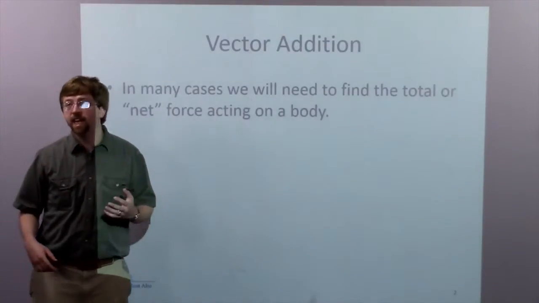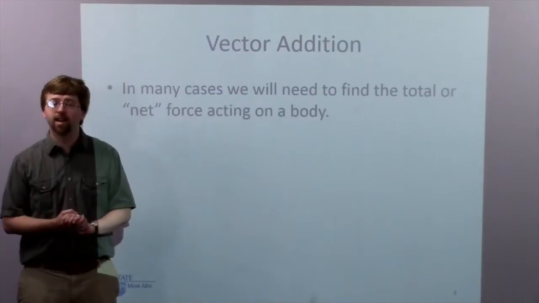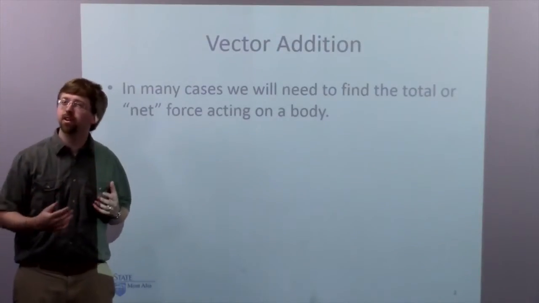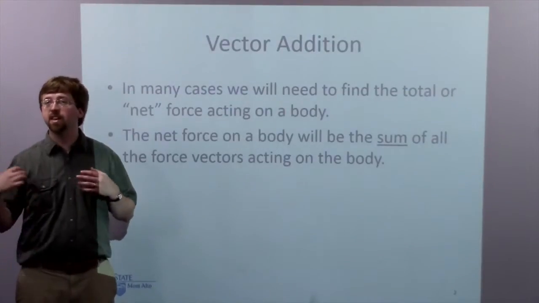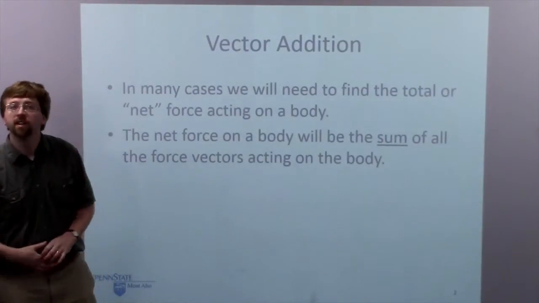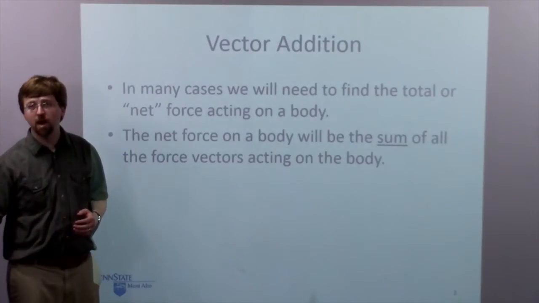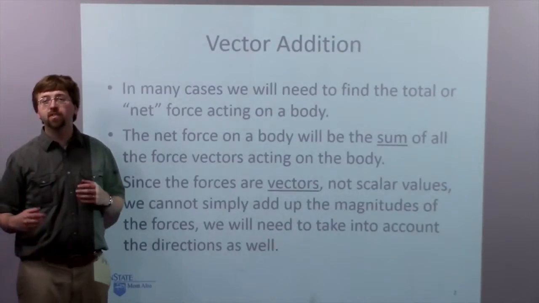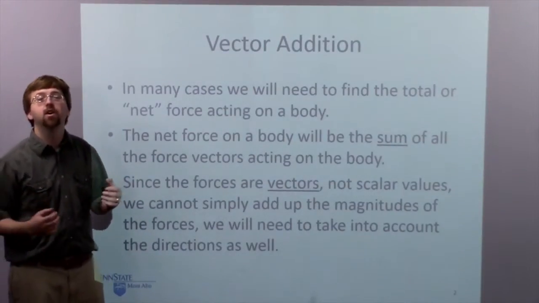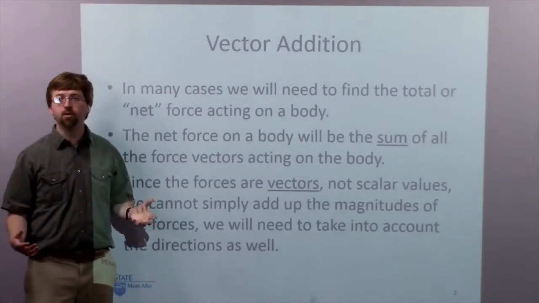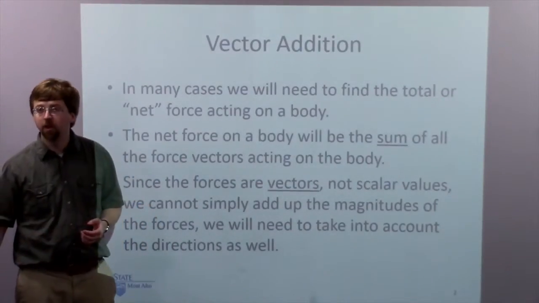So in many cases, we're going to need to find the total or the net force acting on a body. This also can go for things like velocity and acceleration. And when we're finding the net force on a body, that's going to be the sum of the force vectors acting on the body. So since forces are vectors, not scalar values like mass, we can't simply add up the magnitudes. We're going to need to take those directions into account as well.